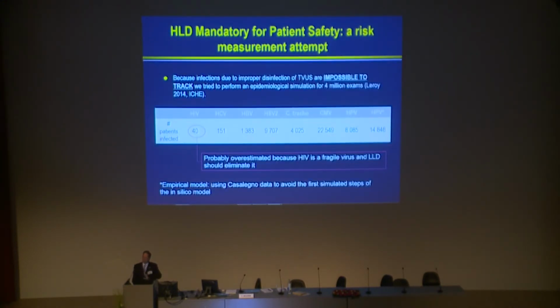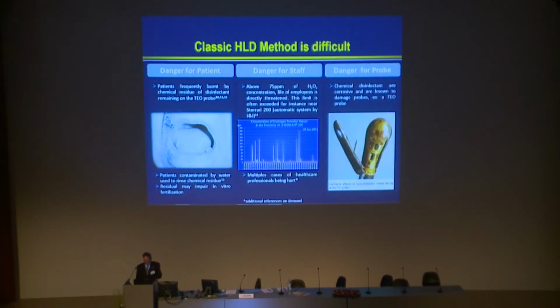We did a modeling study using some of the data I showed you, and in France, it would be estimated that in 1 year there could be as many as 1,500 hepatitis B infections and 8 to 15,000 HPV infections due to use of low-level disinfection with probes. So, classic high-level disinfection methods are difficult. If they don't rinse the objects free of chemicals such as glutaraldehyde, they cause burns to mucous membranes. The residual may affect oocytes for in vitro fertilization. They're dangerous to the staff and toxic to the environment, and they can damage probes.